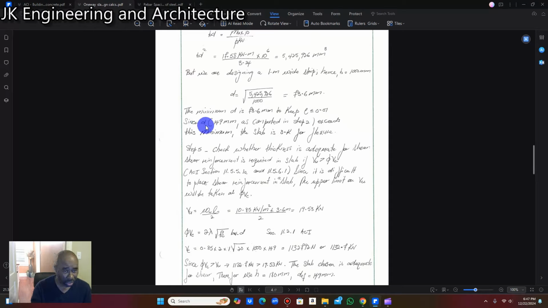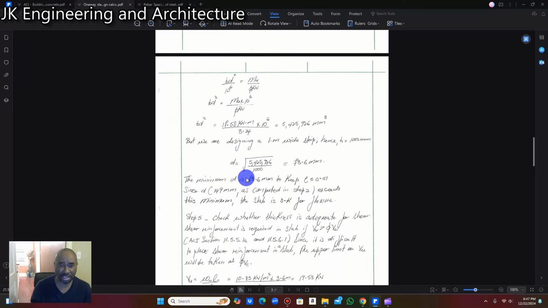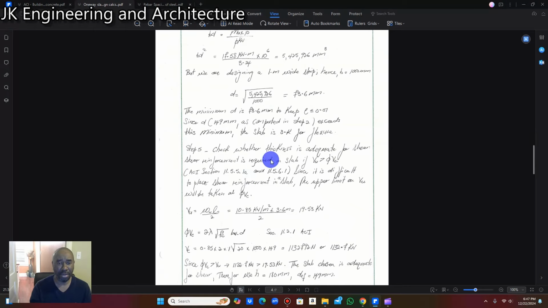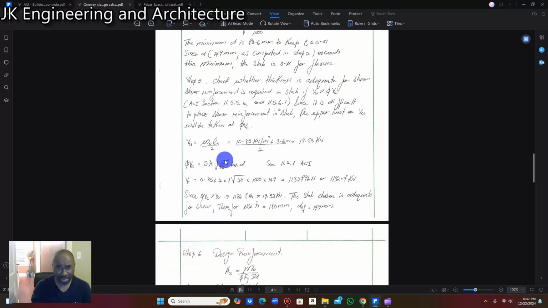Since D, which we calculated earlier as 149 millimeters in step 2, exceeds the minimum, the slab is okay for flexure. We are getting a depth of 149 millimeters, remember we calculated that in step 2, and the minimum thickness is 73.6 millimeters. So the slab, in terms of its thickness, is okay for bending. All right, now step 5: check whether the thickness is adequate for shear.